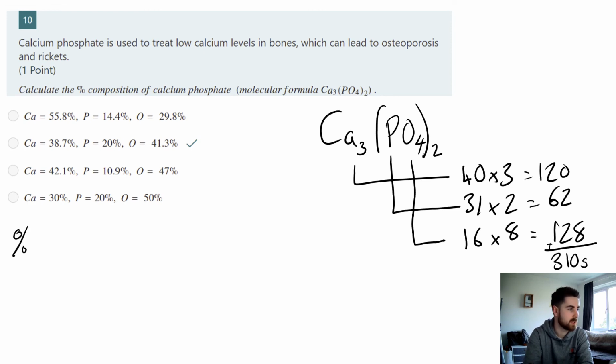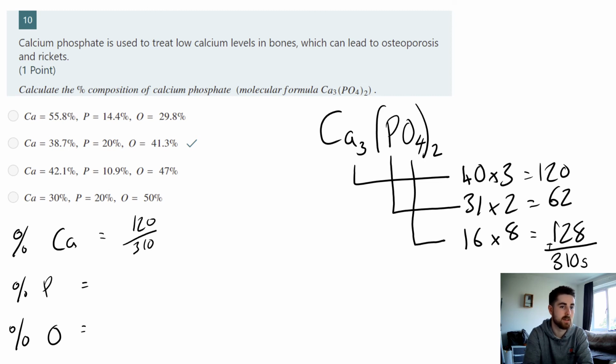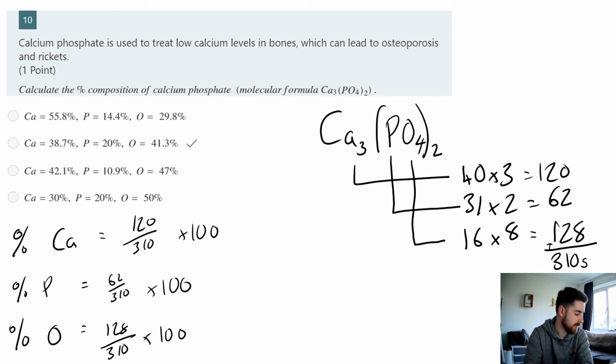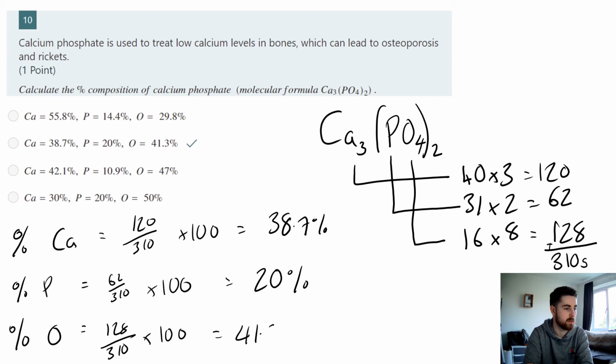So to work out the percentage of calcium, percentage of phosphorus, and percentage of oxygen, we're going to take the mass of each of those elements within the compound and divide it by the total mass of the compound. So we've got 120 over 310, 62 over 310, and 128 over 310. Multiply them all by 100 to put it into percentage. And what you end up with is 38.7% calcium, 20% exactly of phosphorus, and then 41.3% oxygen. So the answer there is B.